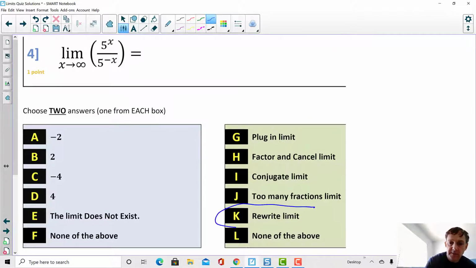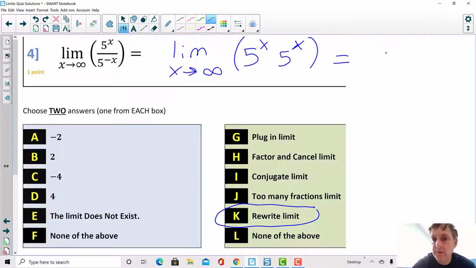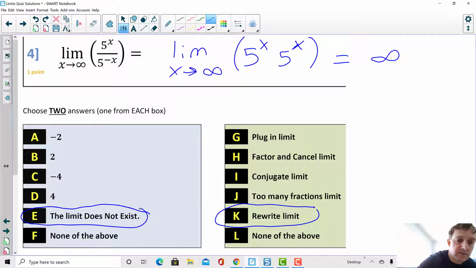Okay, this is a rewrite limit. We're going to want to rewrite it. We're going to leave 5 to the x. But 5 to the negative x on the bottom can be moved up, and it'll be 5 to the positive x on the top. Now we can just plug in the infinity. Final answer will just be infinity. Remember, if the limit does not equal a number, then we want to say that the limit does not exist. So this will be E for the answer.